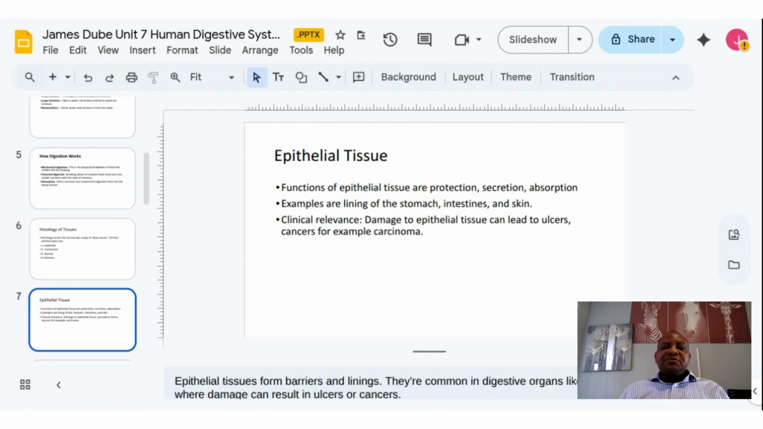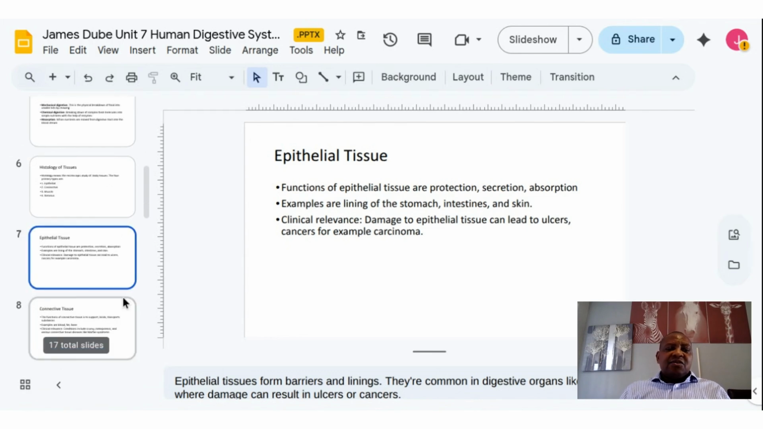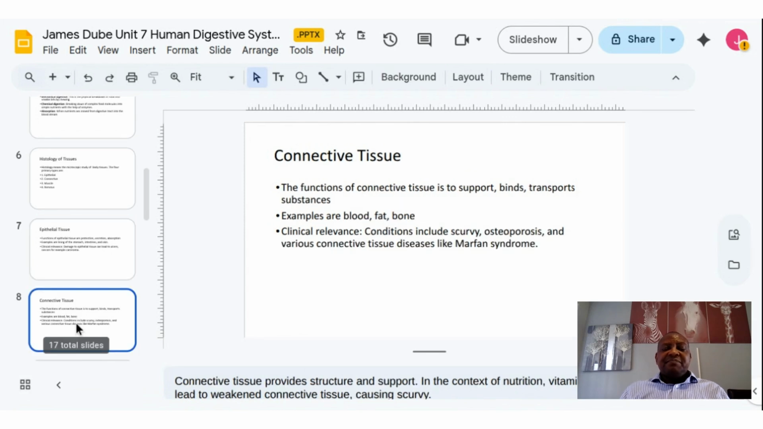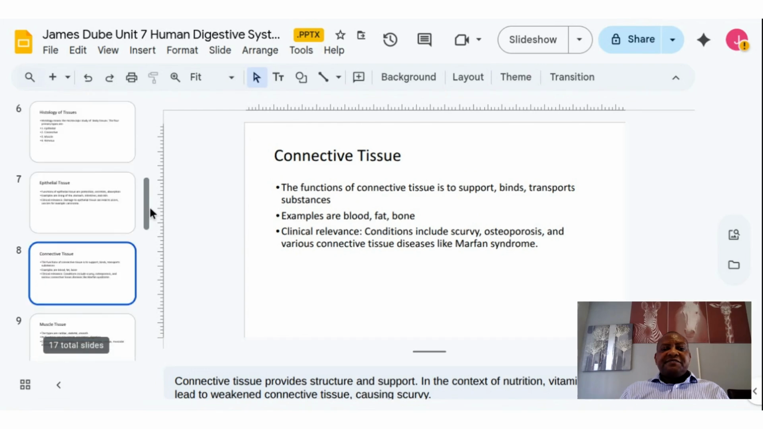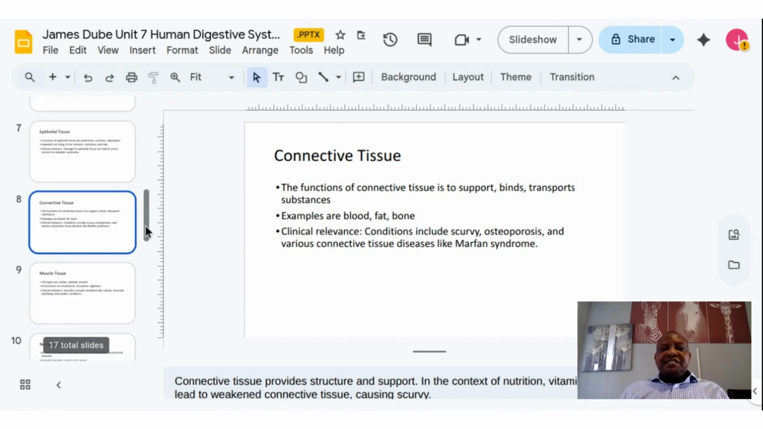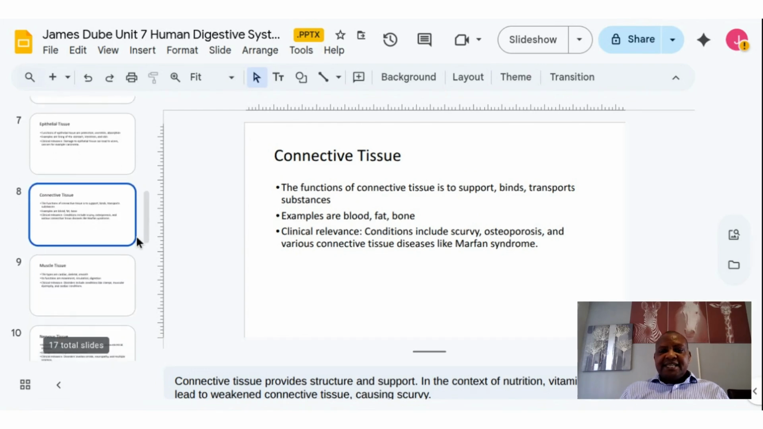They can result from the damage of the epithelial tissue. Our next tissue, we're talking the connective tissue. The connective tissue's function is actually to support, binding and transportation of substances, of the food substances. Examples of the connective tissue are blood, fat, and bone.